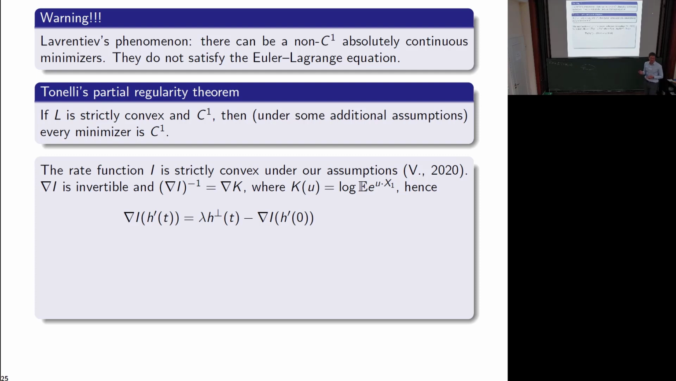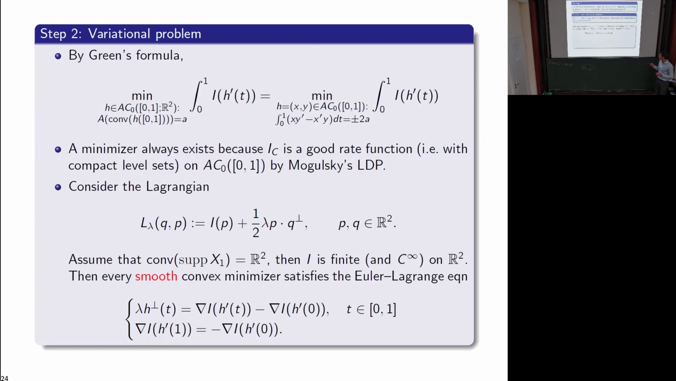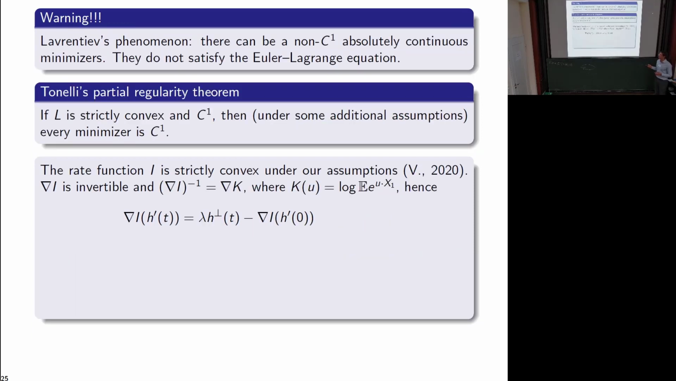Well, fortunately, there is a way to overcome this, what is called Tonelli's partial regularity theorem, which says that the minimizers are smooth if the Lagrangian is strictly convex. And remember, the Lagrangian comes from the rate function, and it turns out that under the assumption of finiteness of the Laplace transform on the whole plane, the rate function is strictly convex.